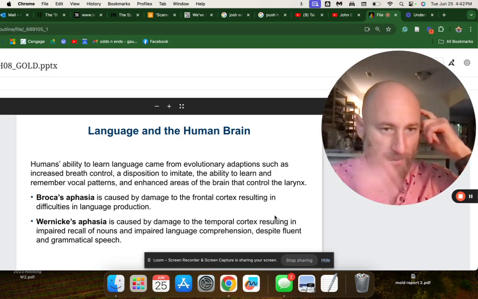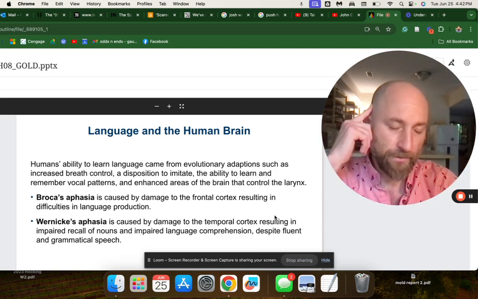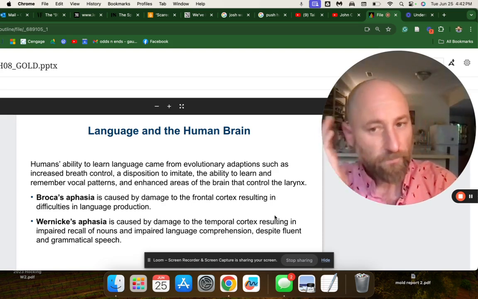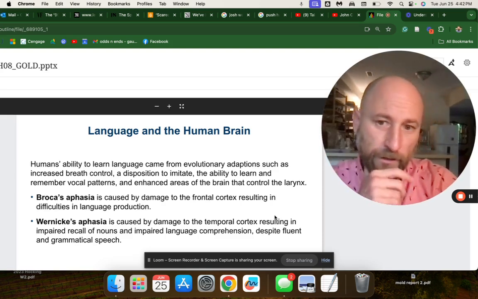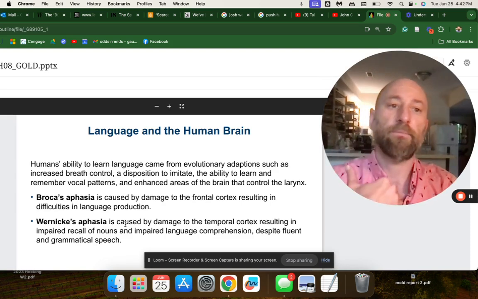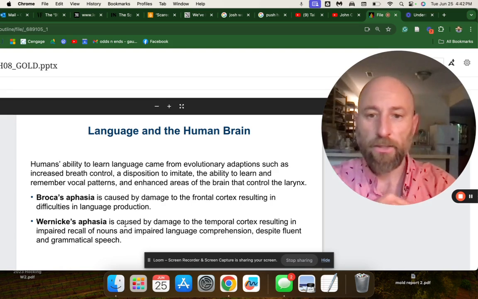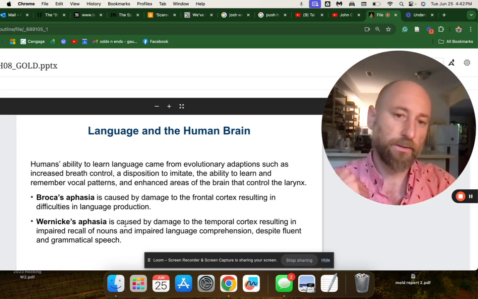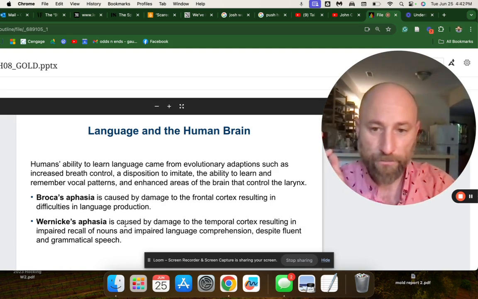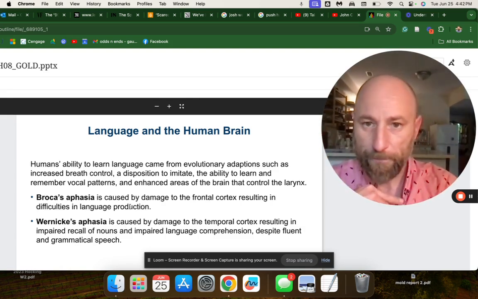I forget which side. I think it's on the left side. Yeah, that would make sense because it's the language side. And it's somewhere right about here. Both areas, the Broca's and the Wernicke's. Broca's aphasia results in challenges in speaking, producing language. And Wernicke's aphasia results in damage and decreased capacity for apprehension, despite being able to speak.